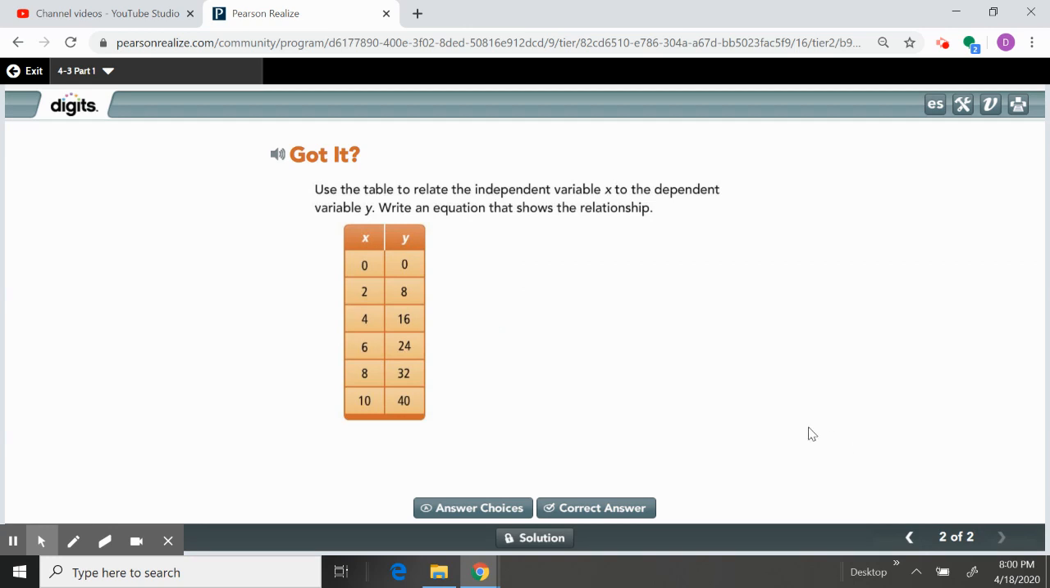Part 2: use the table to relate the independent variable X to the dependent variable Y. Don't worry so much about those words independent and dependent. Just worry about relating X to Y. How is that happening? Write an equation to show the relationship. They give you a couple of choices. Is it X plus 12 equals Y? Is it X plus 6 equals Y? Is it X times 4 equals Y? Or X equals 4 times Y?